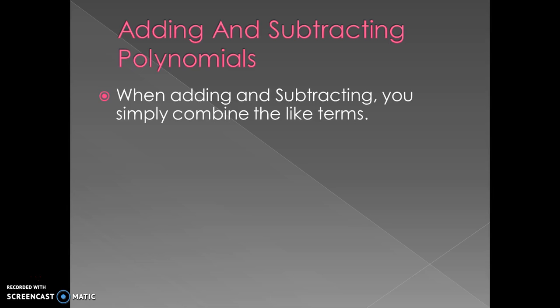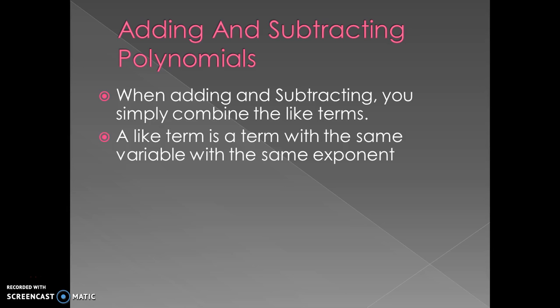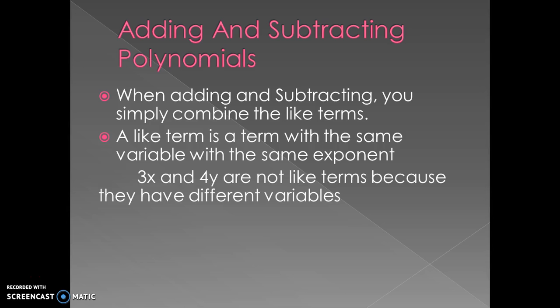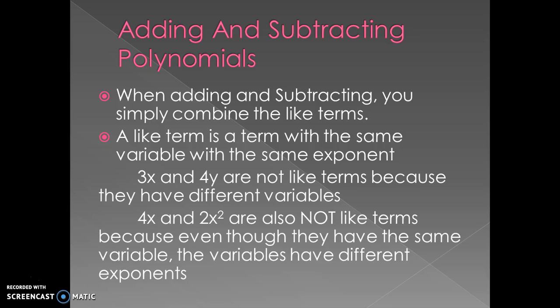When you add and subtract polynomials, you just simply combine the like terms. So what is a like term? A like term is a term with the same variable with the same exponent. So 3x and 4y are not like terms because they have different variables, so you cannot put those two things together. Likewise, 4x and 2x squared are also not like terms because even though they have the same variable, the variables have different exponents. So you cannot put a 4x and a 2x squared together when you're adding and subtracting.